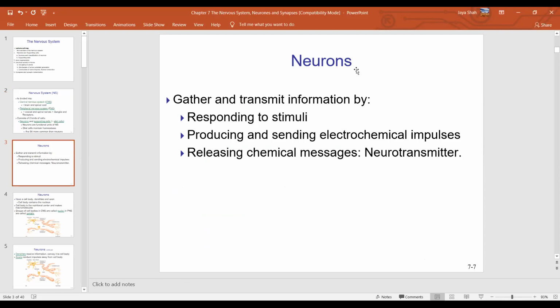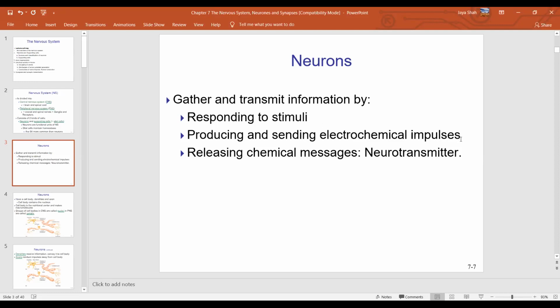As I said earlier, neurons gather and transmit information. So let's see, when your room gets cold, what happens? The change in temperature is perceived by a receptor in your skin. That is, information is now gathered. And then the neuron transmits that information. So by responding to stimuli, it can be hot, cold, pinching, touch, pressure, smell, taste, any stimulus, that stimulus activates your receptor, and that receptor then produces and sends an electrical impulse through the neuron to the brain and spinal cord.